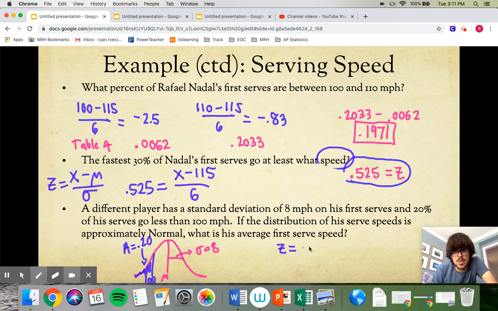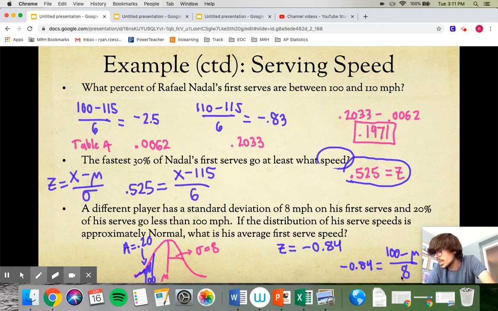I ended up using negative 0.84. And then it's basically going to be another just kind of algebra plug and chug style problem where you do isolation. We have z. We do know our x value. It's going to be the value in MPH they gave us, which is the 100, because that 100 miles per hour corresponds to 20%, which is this z-score. I don't know the mean, and I do know my standard deviation, which is now 8.